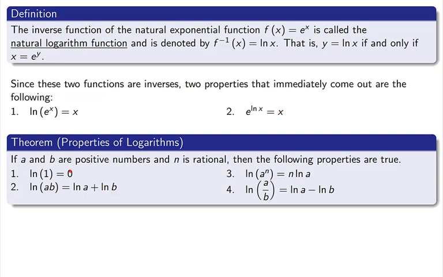The natural log of 1 is equal to 0. If you take the natural log of a product, you get the sum of the natural logs. The natural log of a quotient would be a difference of natural logs. And if you take the natural log of something raised to a power, you can bring the power to the front. All of these are really helpful properties.